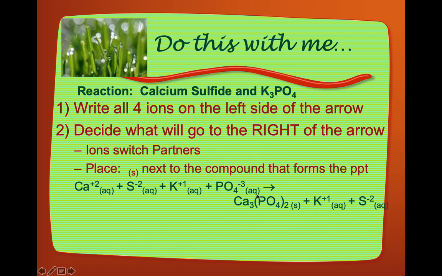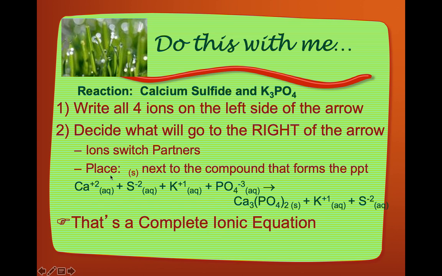So what we just did, with the ions switching partners, we placed an S next to the compound that made the precipitate and left the other two things as ions. This is your complete ionic equation. It shows all of the pieces that are present: 4 ions making 1 precipitate and 2 extra ions.